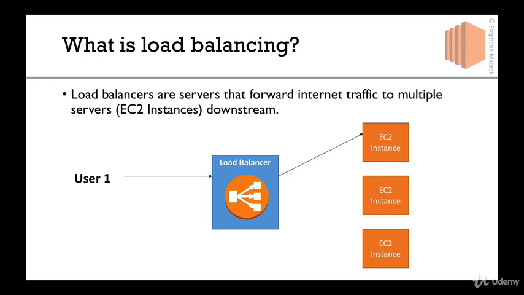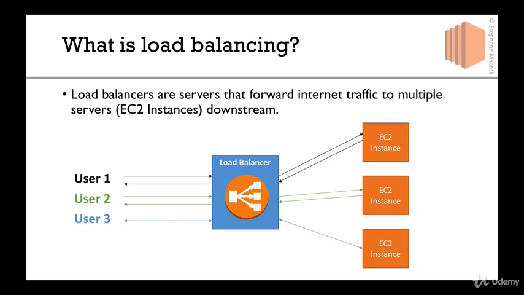The EC2 instance will come back with a response to the load balancer. And once the response is good, the load balancer will forward that response to user 1. So as you see, user 1 does not directly connect to your EC2 instance, but the load balancer does. Now, if you look at user 2, it will connect to the load balancer, and the load balancer, instead of using EC2 instance 1 this time, will be using EC2 instance number 2. For user 3, you'll get EC2 instance number 3.